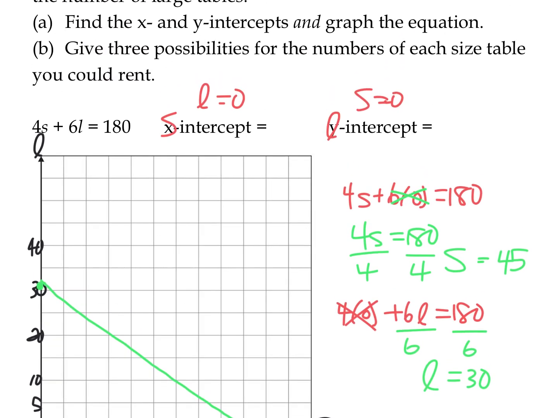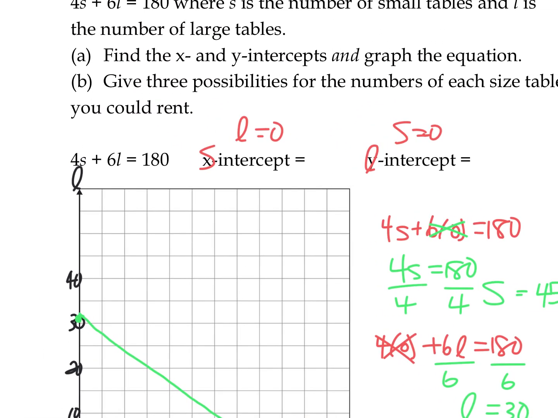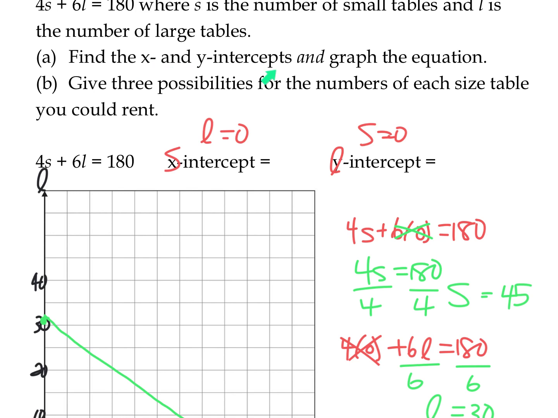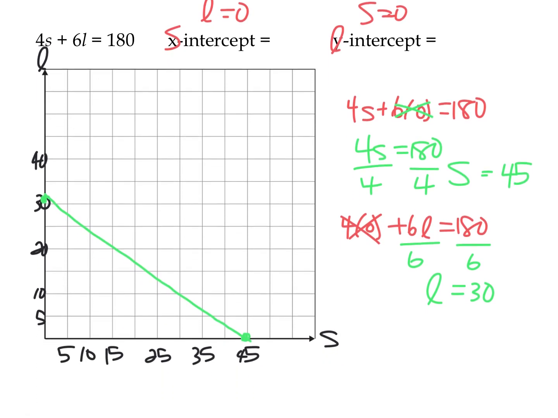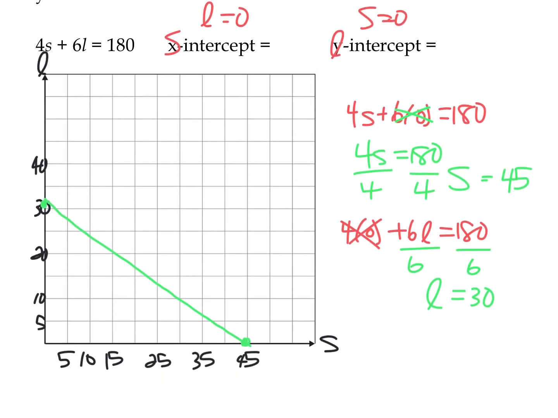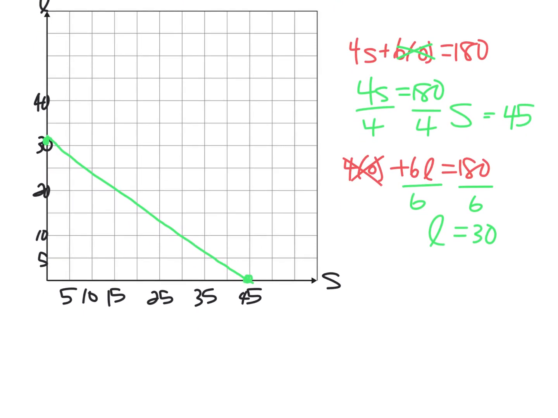One of our questions here after we got the intercepts and graphed the equation: now we want to give 3 possibilities for the numbers of each size of table you could rent. So we want to find 3 combinations of different numbers of tables. One thing we could do here is use our intercepts, right? Let's do that. We've already done the work on those.